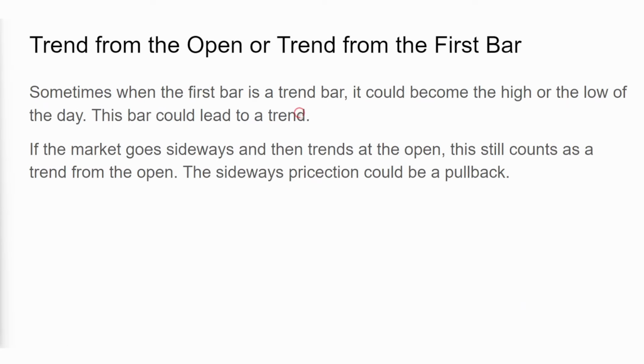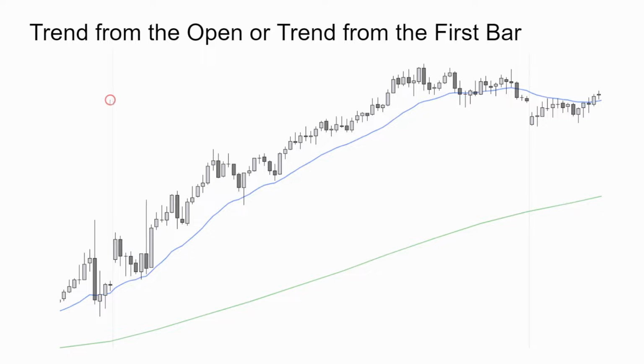Sometimes when the first bar is a trend bar, it could become the high or low of the day. This bar could lead to a trend. If the market goes sideways and then trends at the open, this still counts as a trend from the open. The sideways price action could be a pullback. Trend from the open or trend from the first bar.